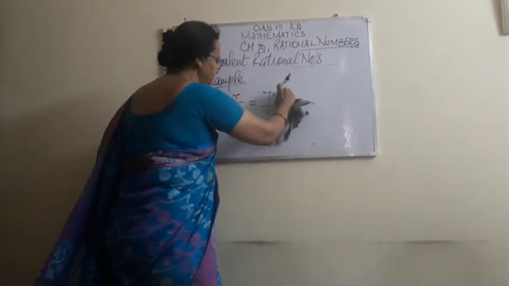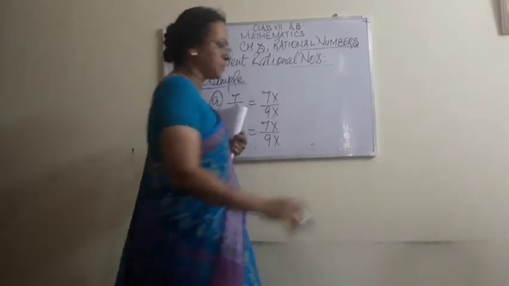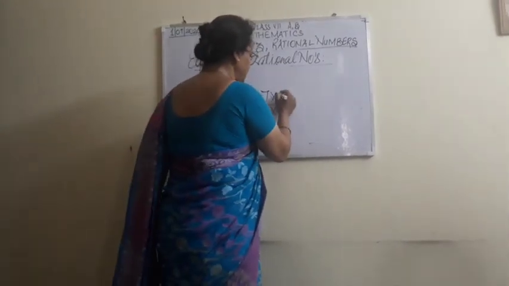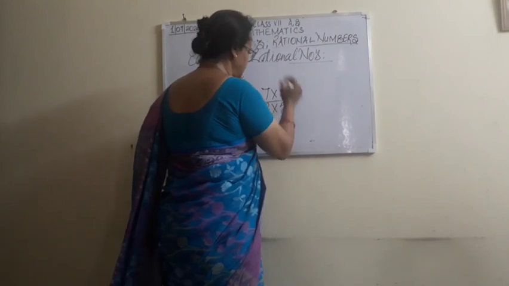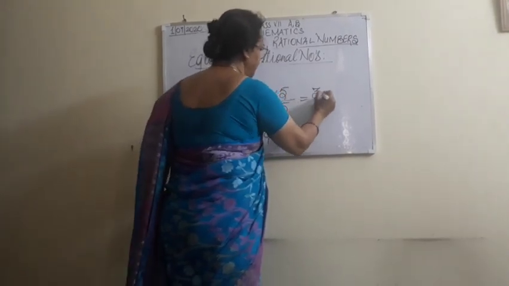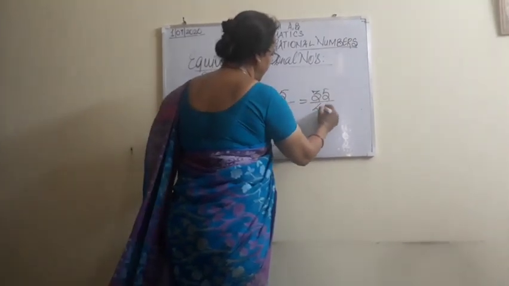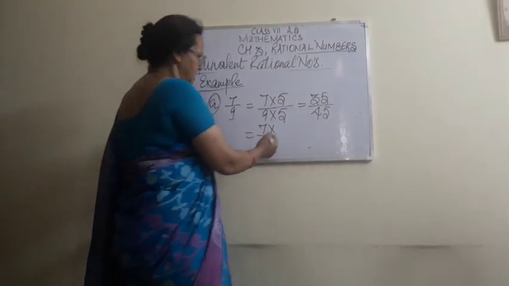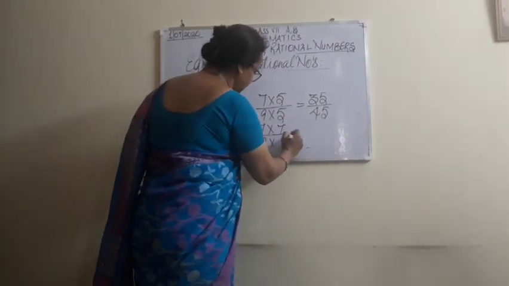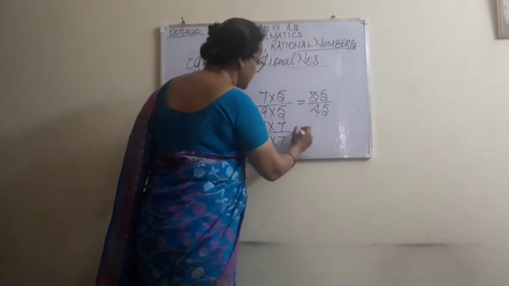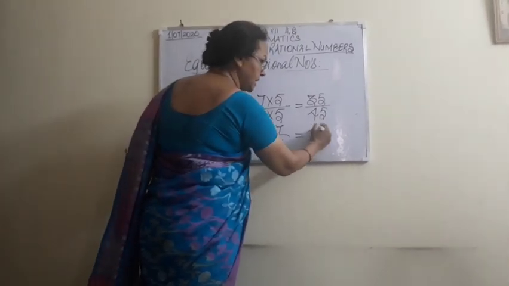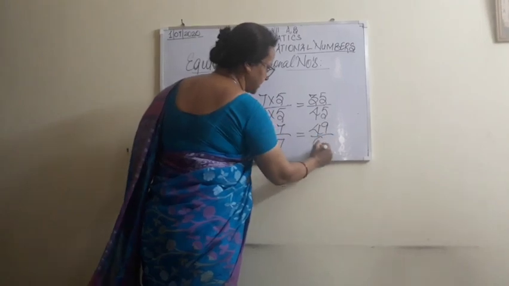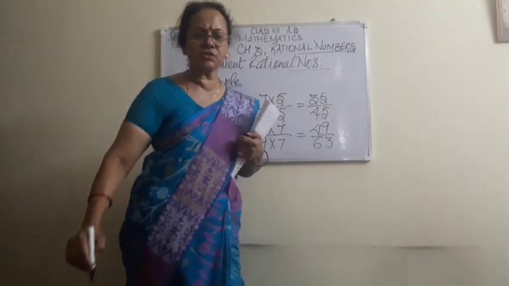Students, do you understand what ma'am is doing? I hope so, yes. 7 into 5 upon 9 into 5, 35 by 45. If you solve it, then you will get 7 by 9. Similarly, 7 into 7 upon 9 into 7. This is 49 by 63. Is it clear, students, to you?